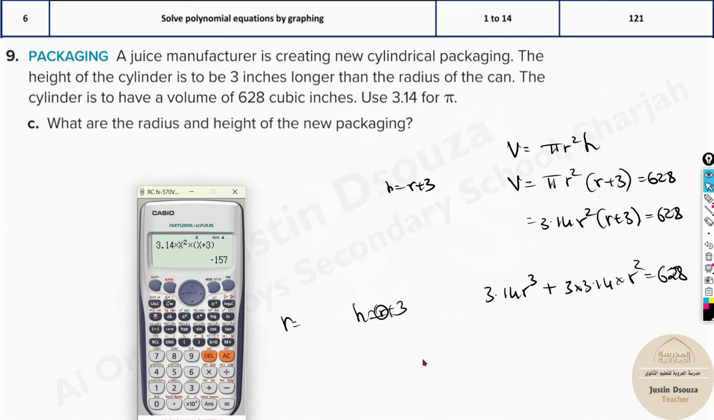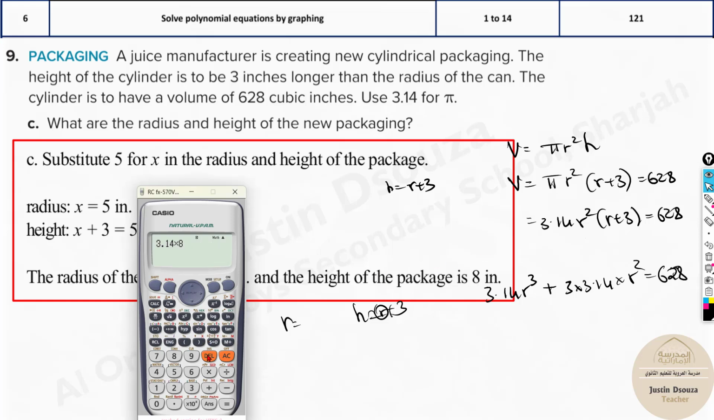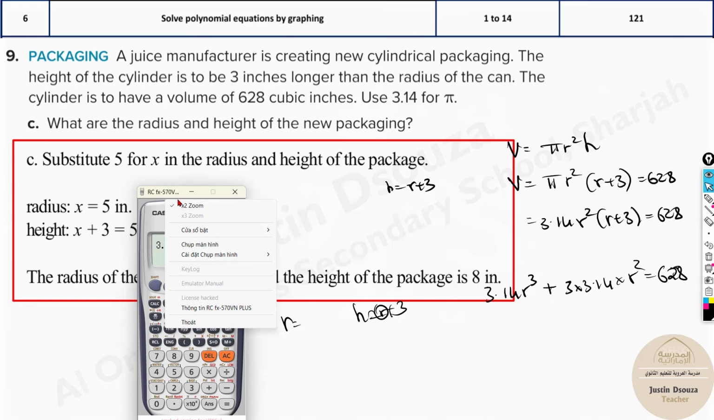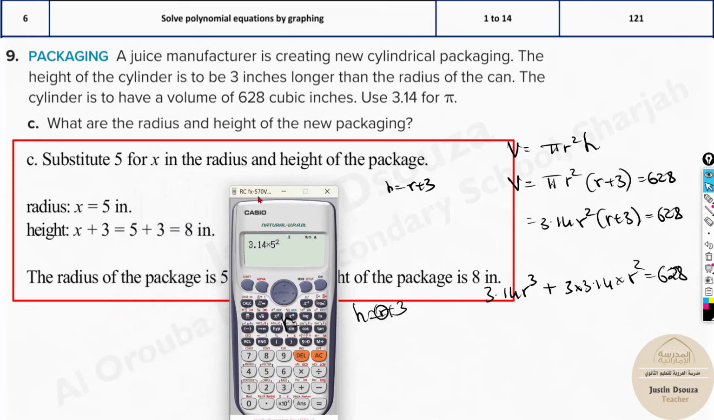No, it's wrong. That might be the option, but you will only get one correct answer. Now, what are the dimensions? What is the radius? Radius is 5 over here. Can you see over here? 5 inches, and the height is 8 inches.